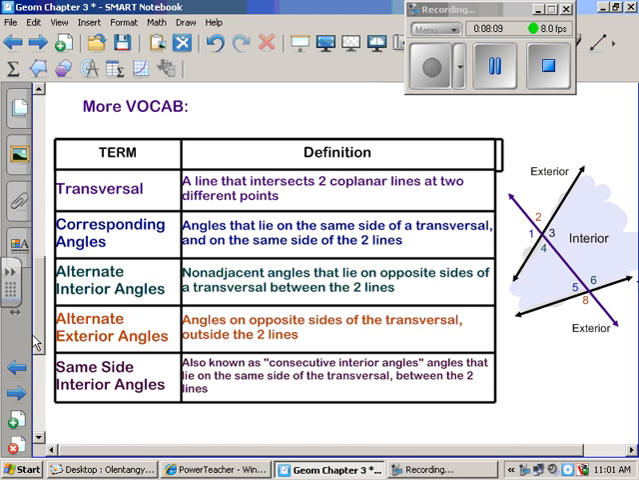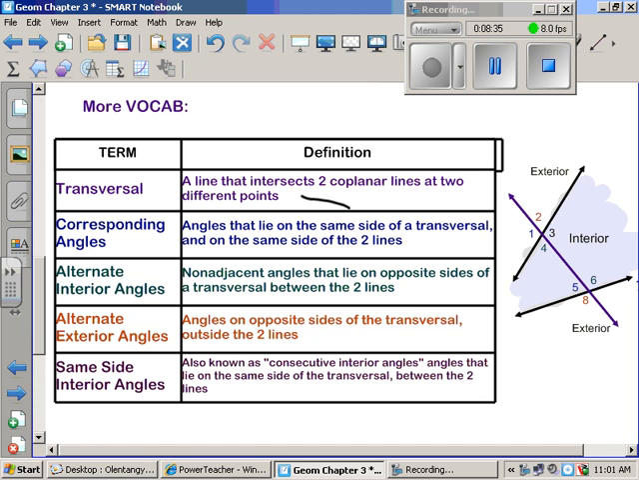So a transversal is a line that intersects 2 other lines, okay? So I just see these 2 black lines here. I just drew 2 lines on the paper. I just drew 2 lines, okay? And then I cross a line through them. That line, this purple one here, is called a transversal, okay? And it intersects those 2 lines at 2 different points.